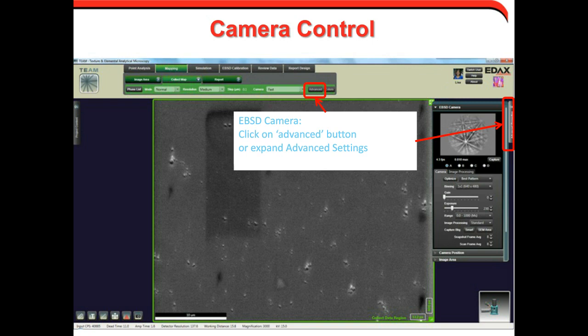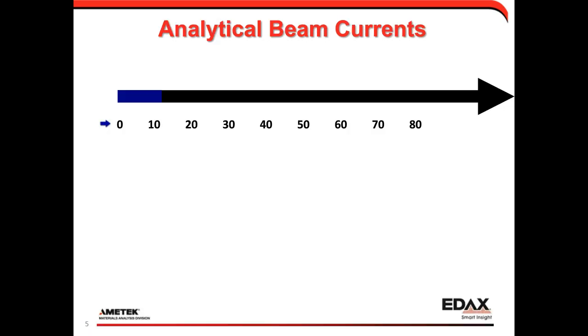So we can actually see a pattern here, and this is the textbook pattern. You can see it up in the EBSD camera window. That's overkill, and I'm going to talk about that. We'll talk a little bit about the analytical beam current and what's going on here.